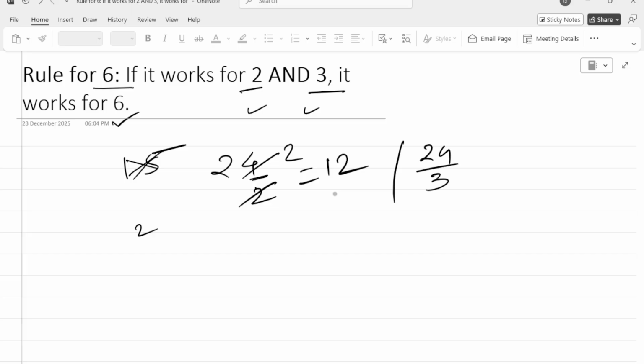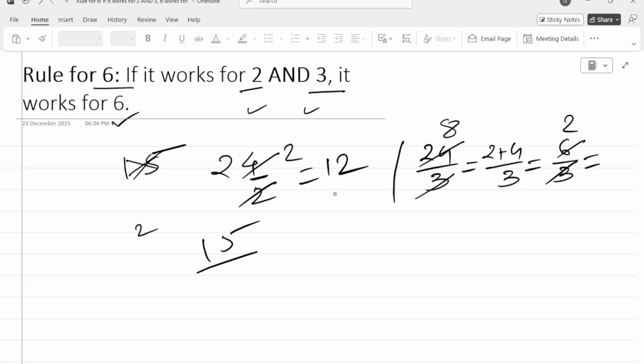24. What's the rule for divisibility by 3? Add the digits, and if the sum is divisible by 3, then the whole number is divisible by 3. 2 plus 4 is 6, and 3 eights are 24. Now if we take 15.